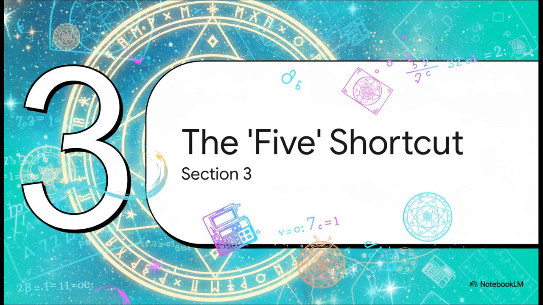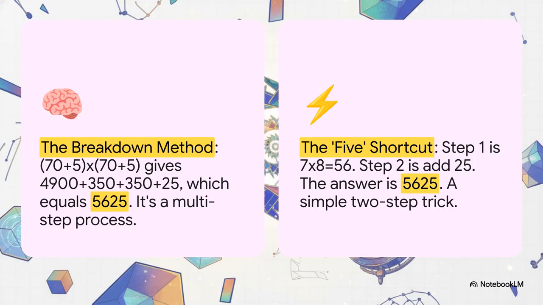Okay, so that breakdown method, it's a fantastic tool to have in your back pocket. But for certain numbers, there's a shortcut that is so fast it feels like actual magic. And this slide right here really shows you the difference. On the left, you've got the breakdown method for squaring 75. It works. It's totally valid. But look at all those steps. Now, look at the right. The same problem solved in just 2 dead simple steps. So how is that even possible?